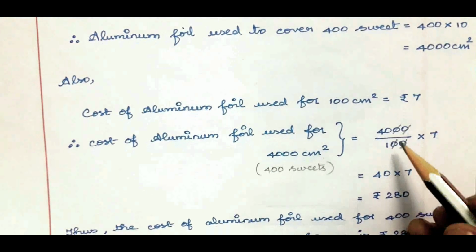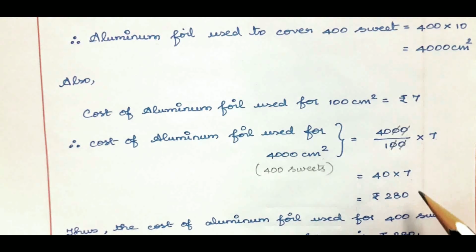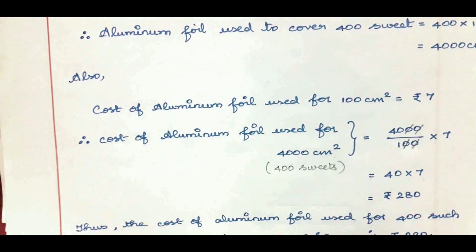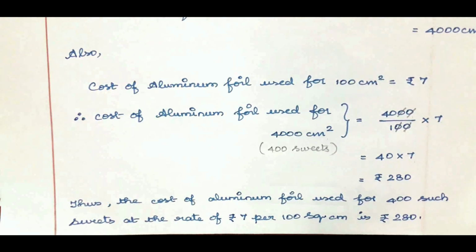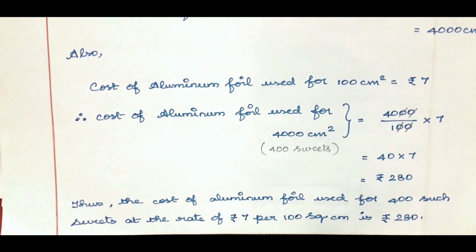So when you divide 4000 by 100, the zeros get cancelled. So we are getting 40 into 7. 40 into 7 gives you rupees 280. Clear? Thus, the cost of aluminum foil used for 400 such sweets at the rate of rupees 7 per 100 square centimeter is rupees 280.